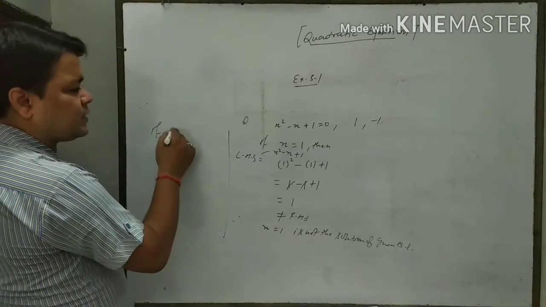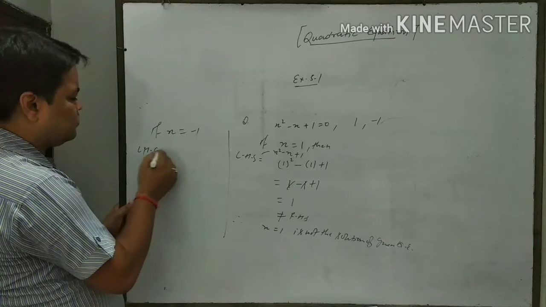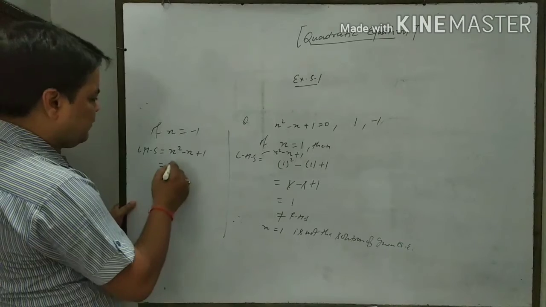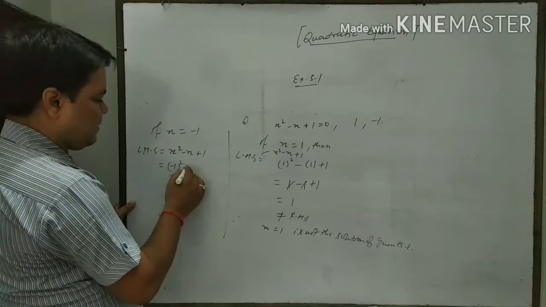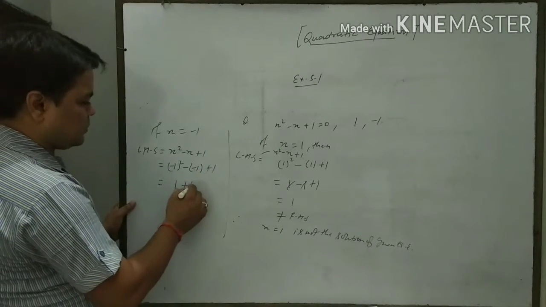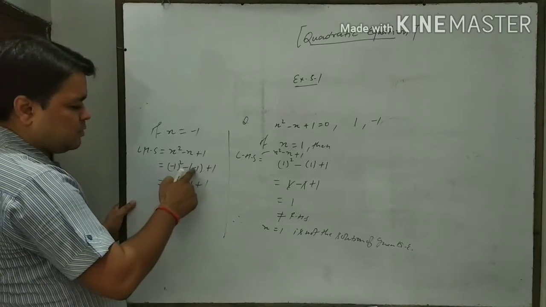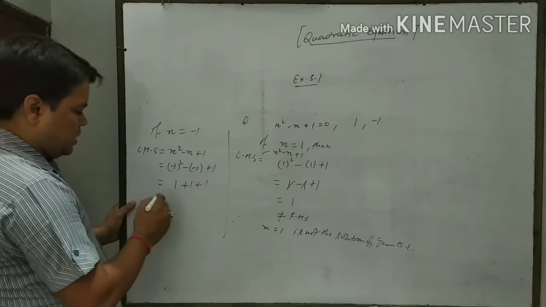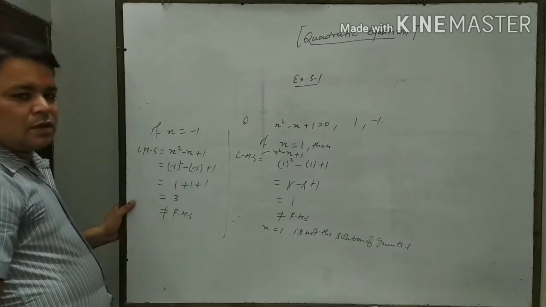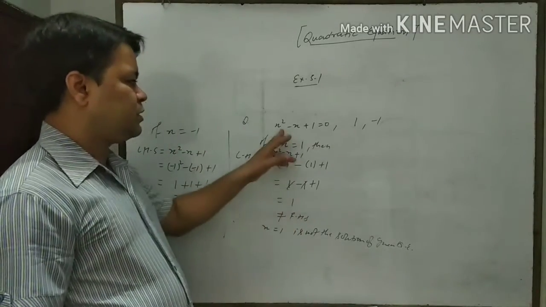Again, if x is equal to minus 1, then the left hand side is x square minus x plus 1. This is equal to minus 1 square minus of minus 1 plus 1. Its value will be 1 plus 1 plus 1, because the square of minus 1 will be plus 1, minus of minus 1 is equal to plus 1, and here plus 1. Its value is equal to 3, which is not equal to the right hand side. Okay, therefore x is equal to minus 1 is also not a solution of this quadratic equation.